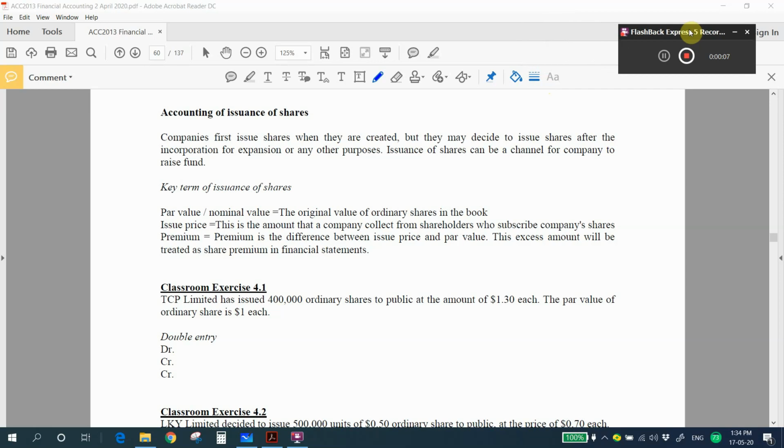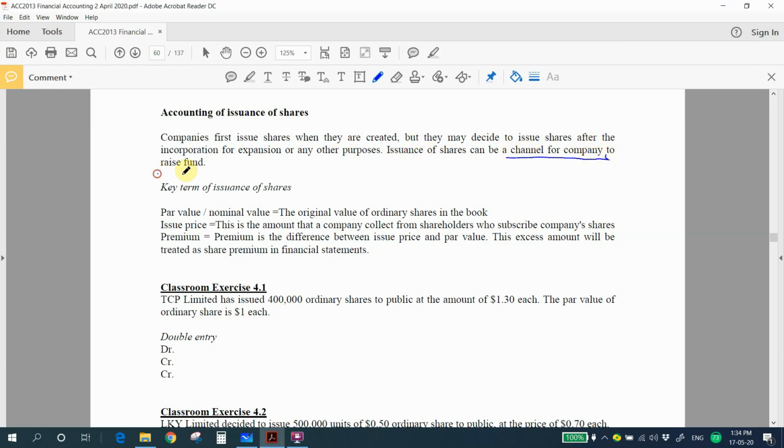So in this session, you are going to learn how to record the transaction when the company issues ordinary share. A company first issues ordinary share when it is created, but it may decide to issue shares after incorporation, for expansion or other purposes. Issuance of share can be a channel for a company to raise funds.